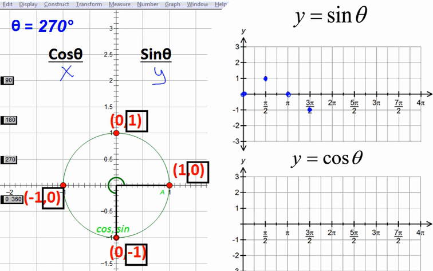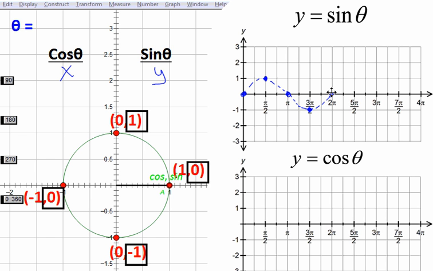And then when I move back to 360 degrees, I get the equivalent value as when I was at 0 because they are coterminal, which is 0. Again, that's focusing on the y value to make y equals sine theta. So that is one cycle of the sine function, and they are the parent points.